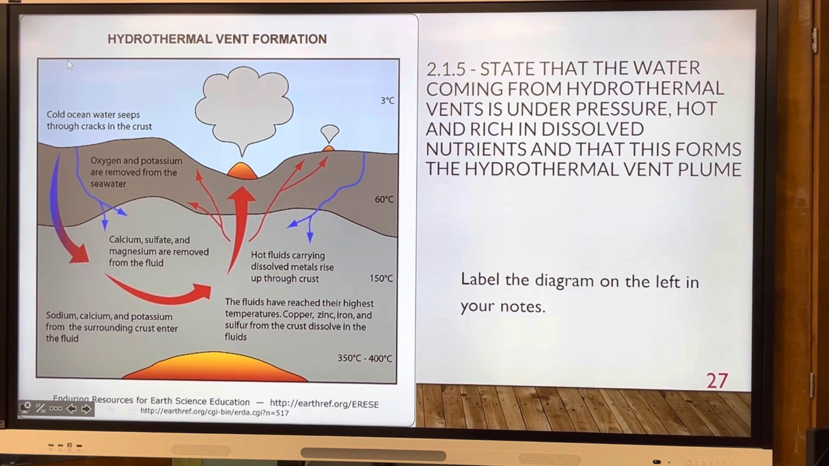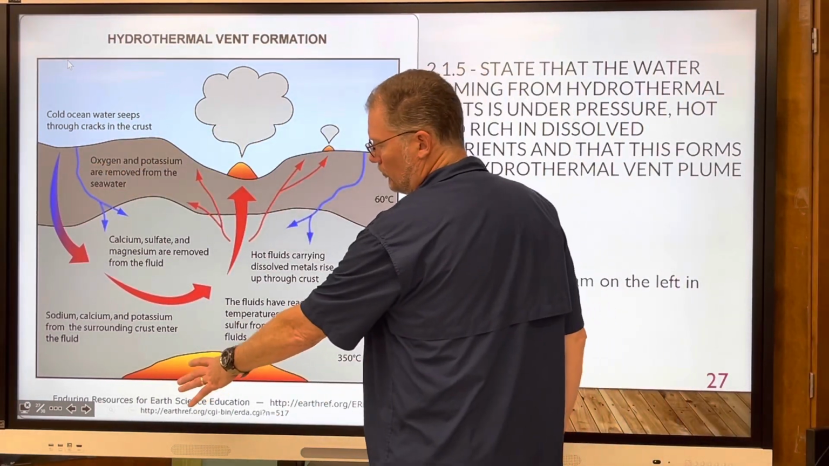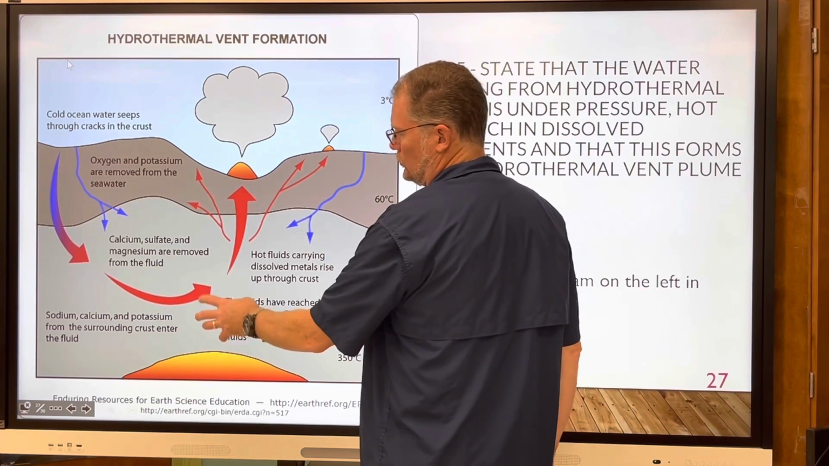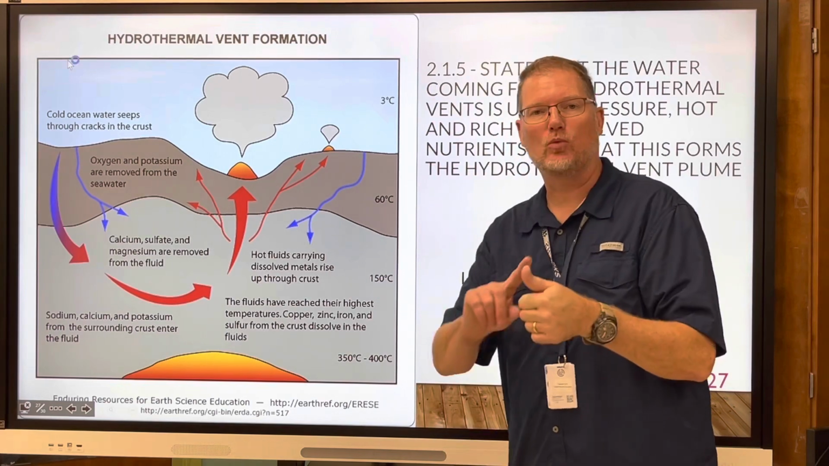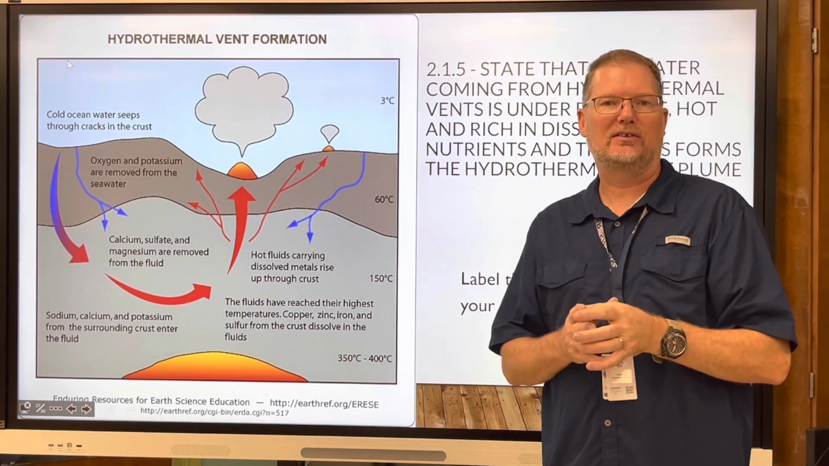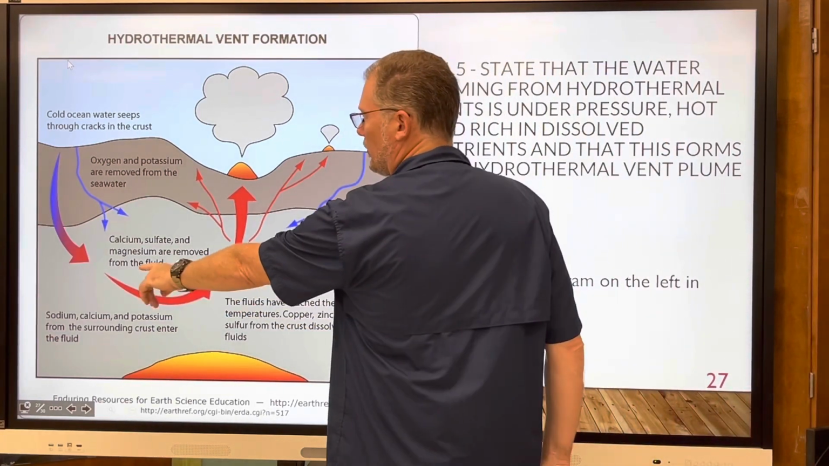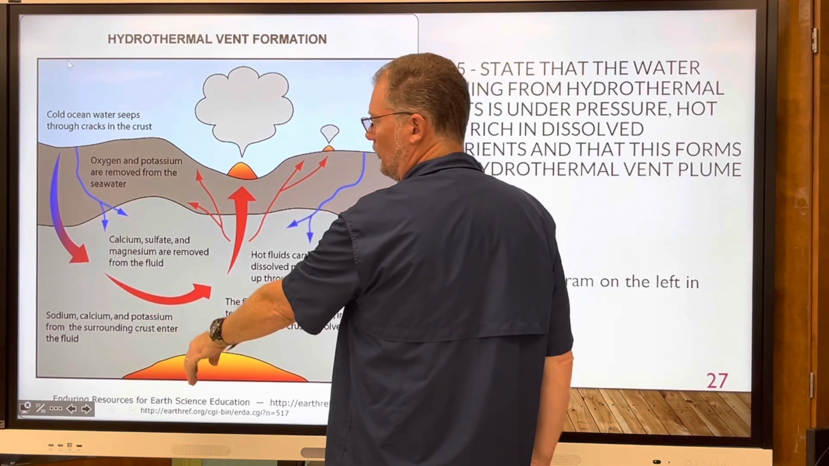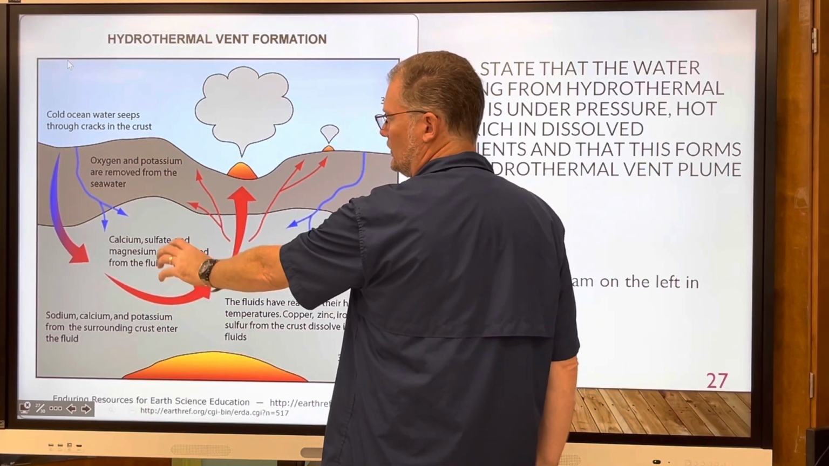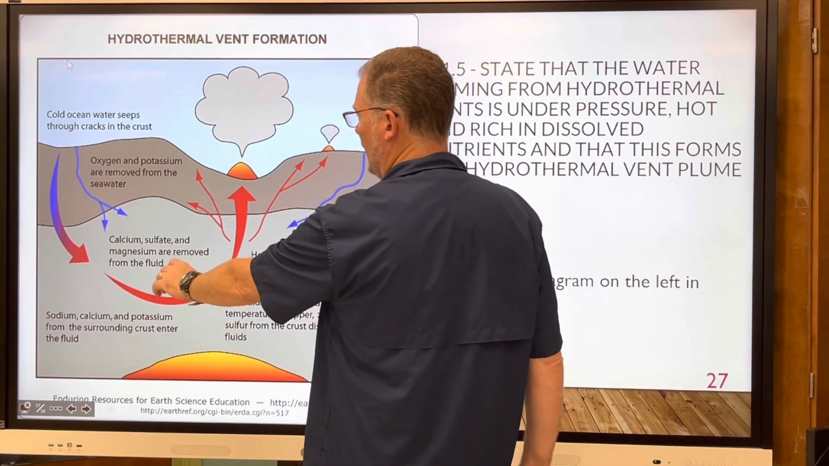So you're labeling cold ocean water seeps through cracks in the crust. So you've got magma close to the surface, which is heating that cold water. And you know that when you heat water, its solubility of solids goes up. So it's going to dissolve sodium, calcium, potassium, sulfate, magnesium, all that stuff. It's going to dissolve it and move it around.